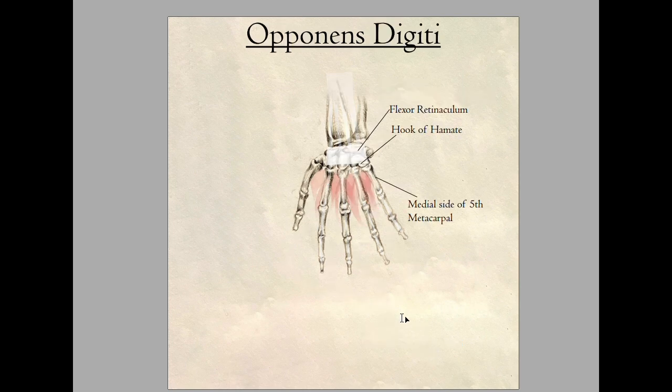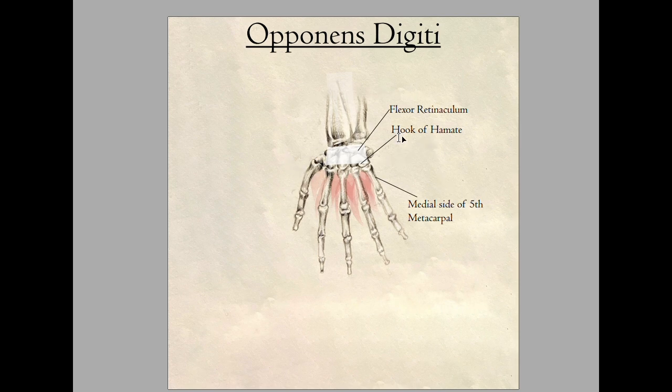Next, we have the opponens digiti minimi. So now we're going to go into the hypothenar eminence. The hypothenar eminence is the mass of muscle on the medial border of your palm that is associated with the fifth digit, and that is in opposition to the thenar eminence, which is on the thumb side. That's the mass of muscle that you have on your thumb. So we're going to talk about those two now.